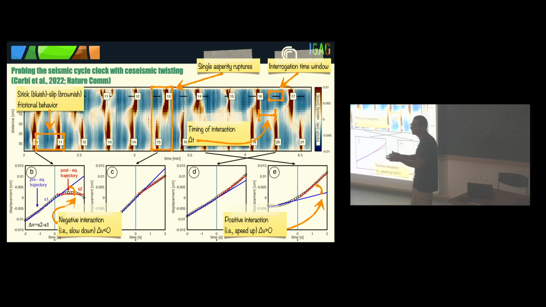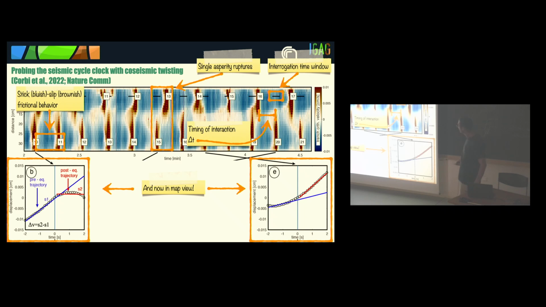So in the laboratory we have the whole range: a huge deceleration, a smaller deceleration, an acceleration, and a very big acceleration here. We have delta t, which is the timing, and delta v, which is the acceleration or deceleration of the geodetic sites of the neighboring segment. Perfect. We now look at these two extreme cases.